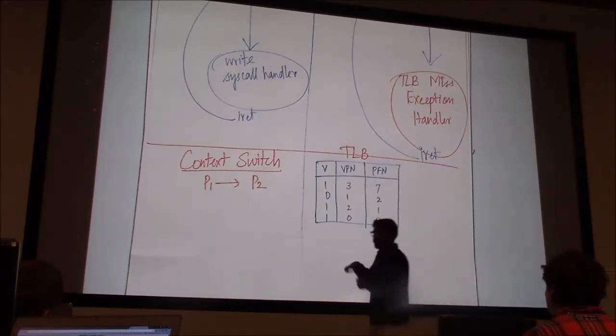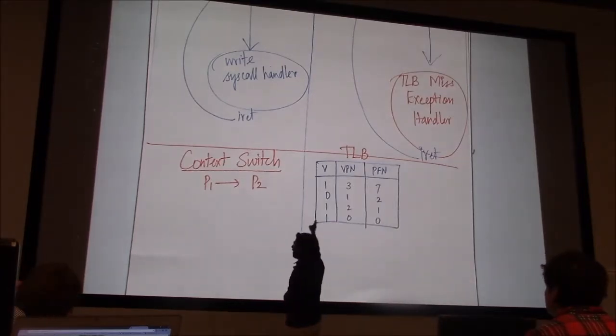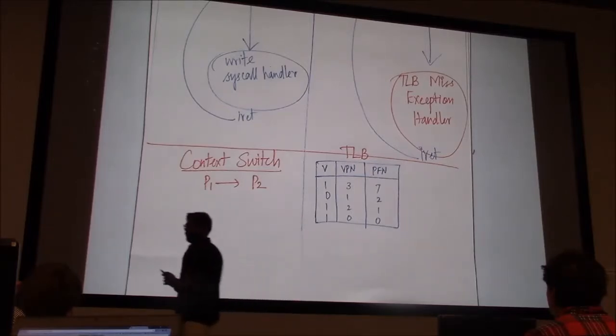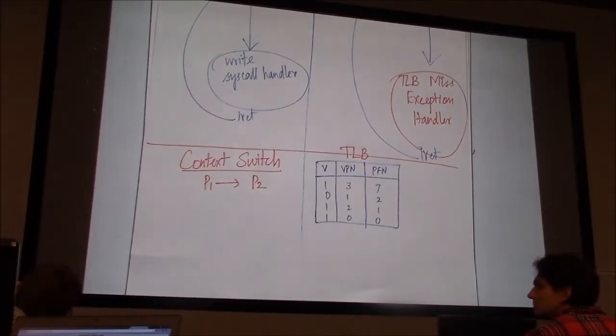Now can you think, if there is going to be a context switch currently, what should happen here? Because when process 2 starts executing, none of these translations are going to be valid for process 2, right? Because process 2 has its own page table and the translations are going to be completely different. So any ideas what we can do here?